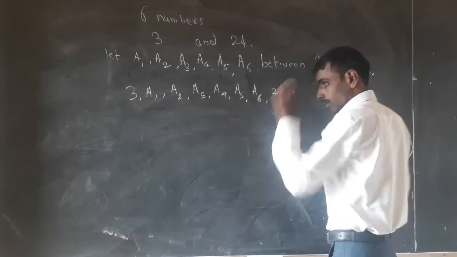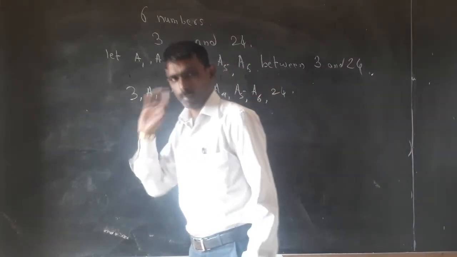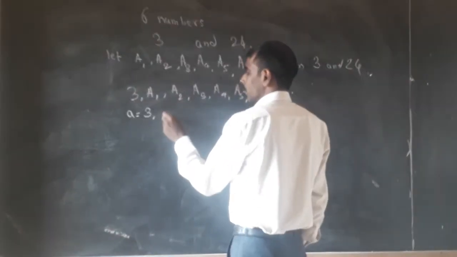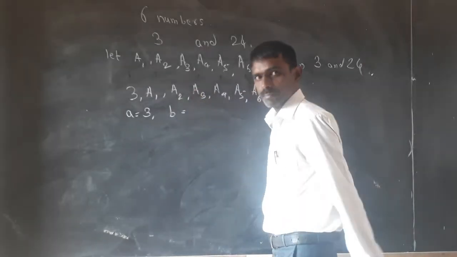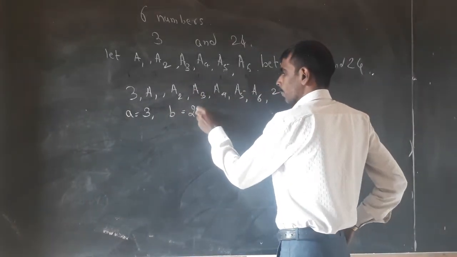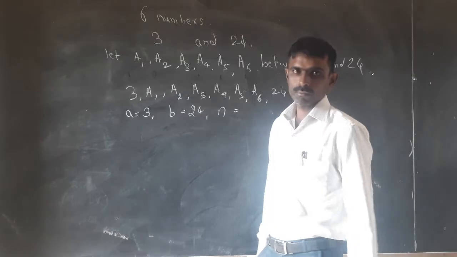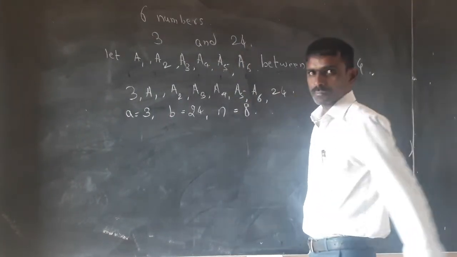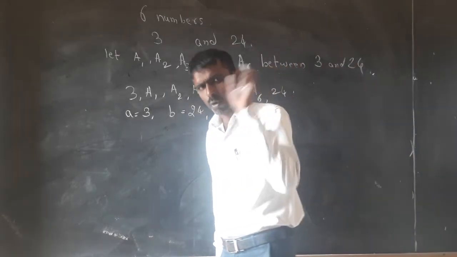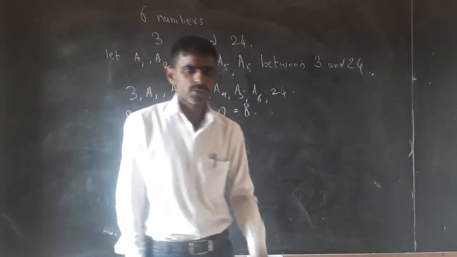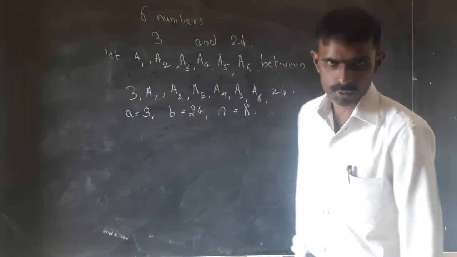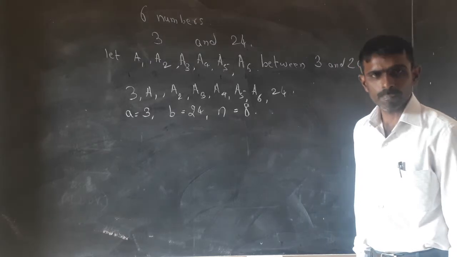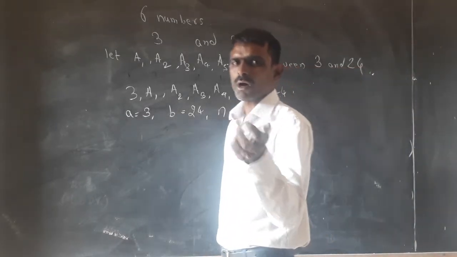and 24 form an AP, where the first term is 3, the last term, which I will be taking as b, is 24, and the number of terms will be 6 plus these 2, which is 8. Now, if I just know the common difference between any two terms in an AP, I can very easily form the AP.